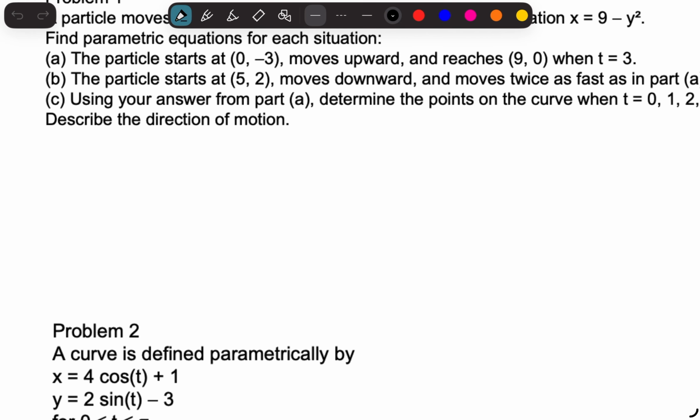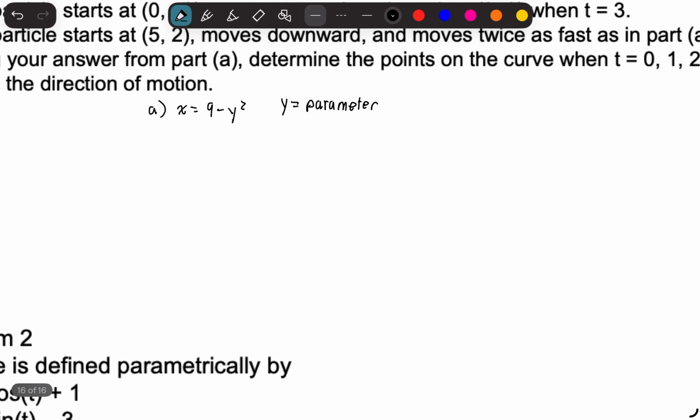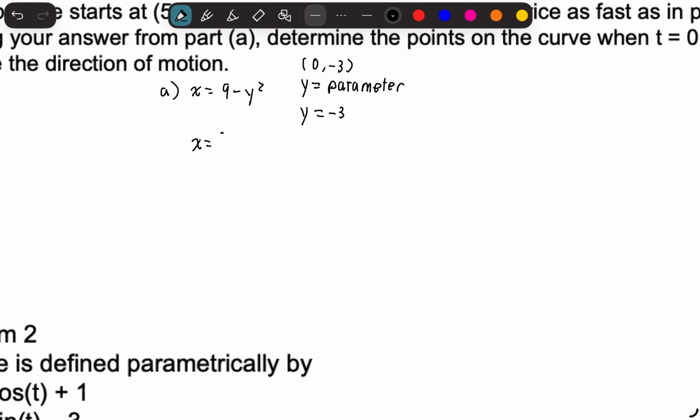So we're going to start from x is equal to 9 minus y squared for part A. So we're going to let y equal to our parameter. If we want the particle to start at 0, -3, we can plug in y is equal to -3. As you can see here, -3 would be your y. So then you would get 9 minus 9 is equal to 0. Therefore, our starting point is valid.